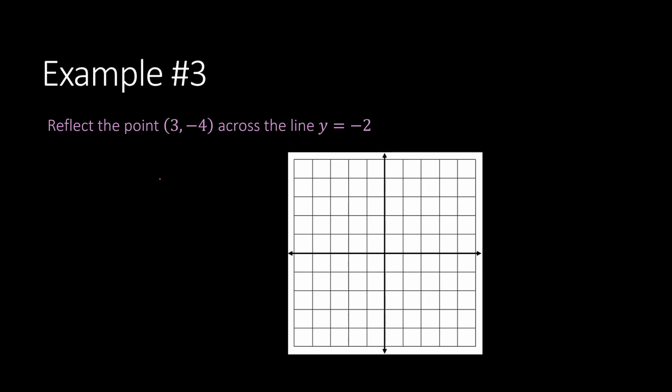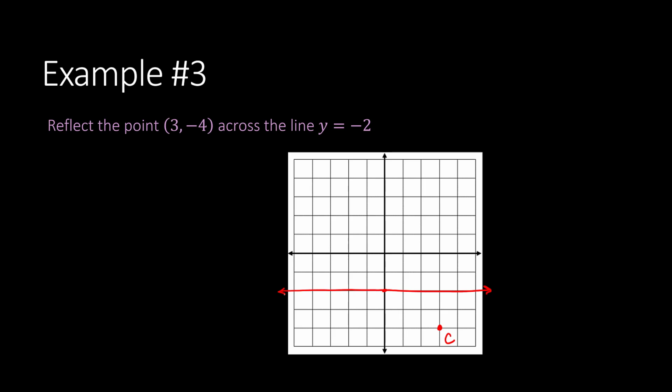But what if I don't use an axis? What if I'm using the line y equals -2? We're still going to start with our point, in this case (3, -4). We'll call this C. Put your line of reflection on the graph. So y equals -2. On your y-axis, find -2 and then draw a line through that. This is your line of reflection.